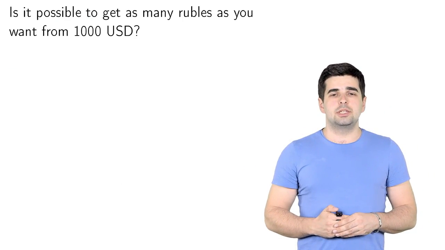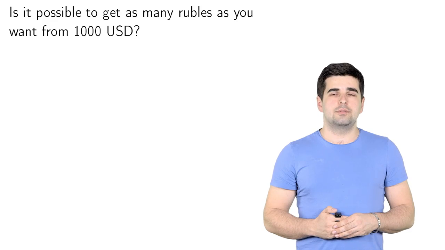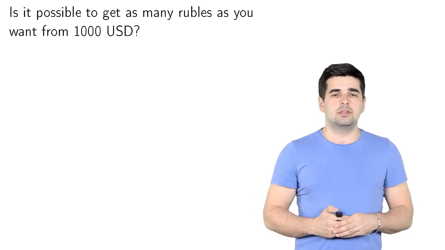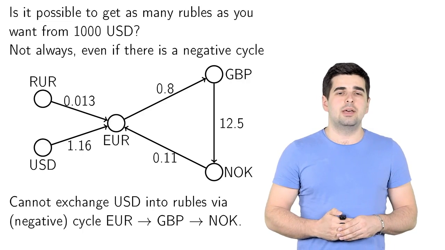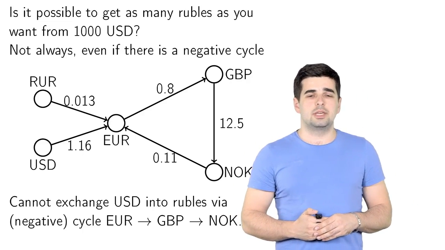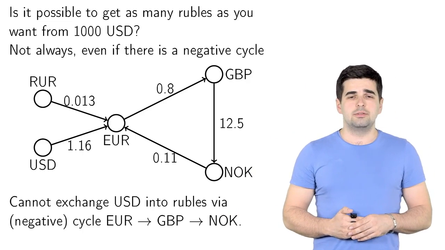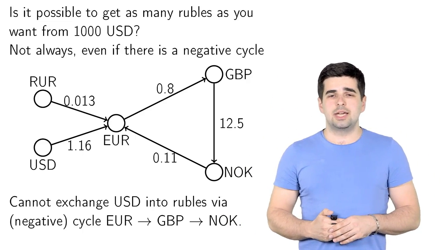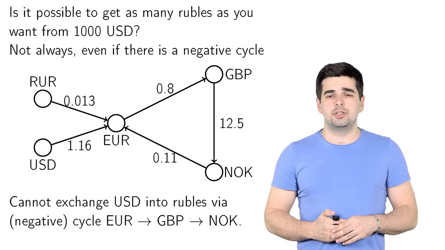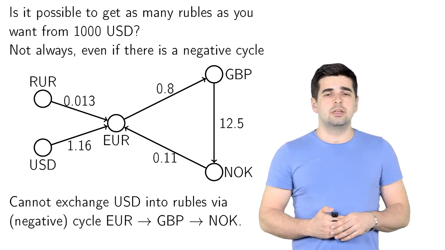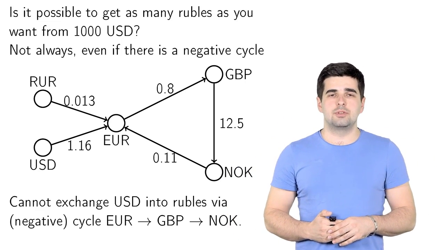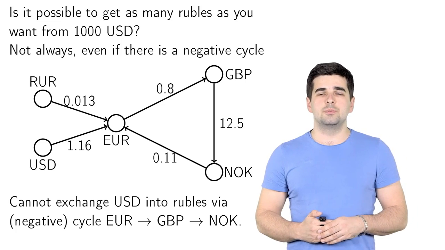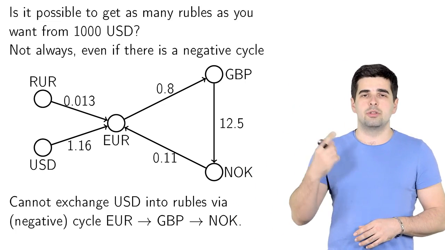So now the question is, again, if you have a negative cycle in your graph of minus logarithms, does it mean that it is always possible to get as many rubles as you want from $1,000? And unfortunately, that's not always the case. For example, in this graph, there is a negative cycle between euro, British pounds, and Norwegian crowns. And you can check that if you multiply the conversion rates on the edges of this triangle, you will get more than 1, and it means that for 1 euro you can get more than 1 euro.